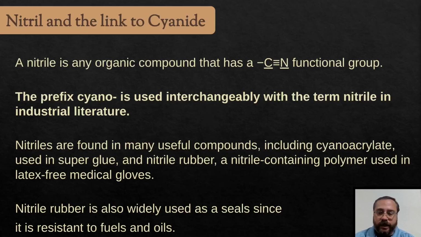Nitriles are found in many useful compounds, including cyanoacrylate, which is superglue, nitrile rubbers, and nitrile-containing polymers used in latex-free medical gloves. Nitrile rubber is widely used as a seal since it's resistant to fuel and oils. And one of the things I really want you to take away from this slide is how many things around you, if you really look at them, possibly contain cyanide somewhere in their chemical structure. Again, cyanide is used very heavily in industry, especially in plastics, nitriles, and other polymers.